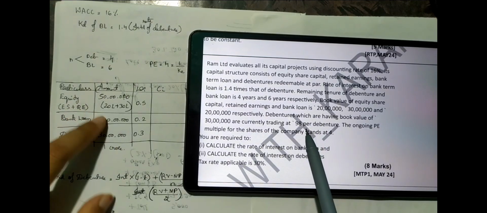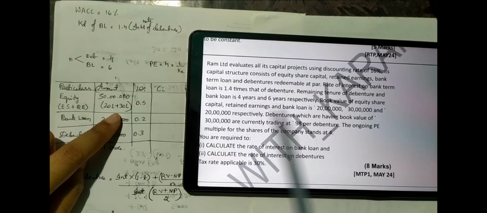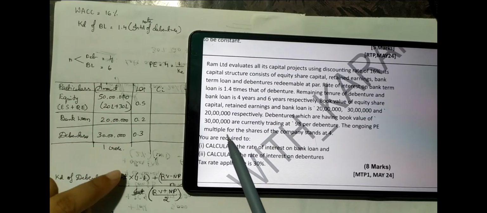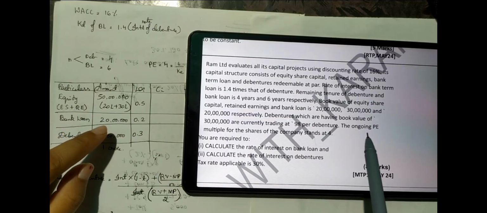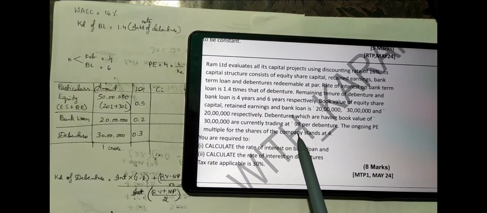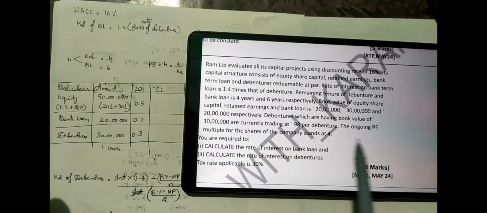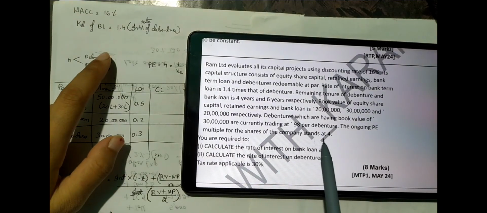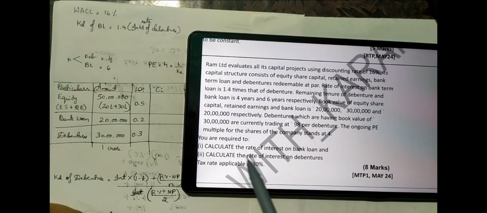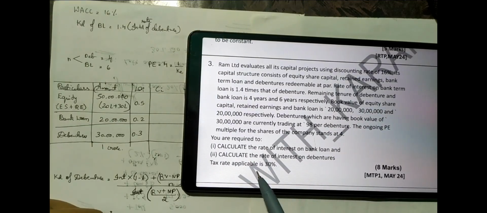of everything. We have combined equity, that is equity share capital plus retained earnings, 20 plus 30 as 50 lakh, and then bank loan 20 lakh, and then debentures 30 lakh, which are the ongoing debentures having a book value of 30 lakh and currently trading at 98 per debenture. So it is net proceeds, and then the ongoing PE multiple of the shares of the company stands at 4. So PE we have 4, and now we are required to calculate the rate of interest on bank loan and the rate of interest on debentures, and tax applicable is 30%.